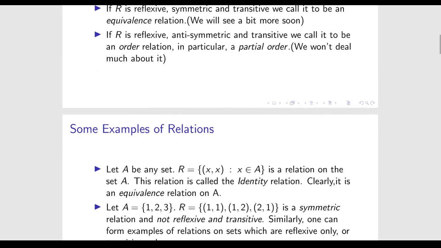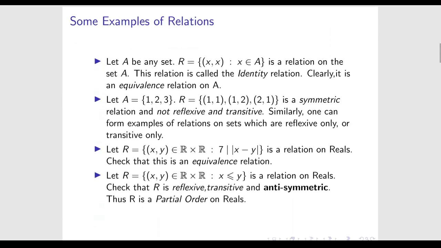Now let us look at some examples of relations. Let A be any set and R be the set consisting of ordered pairs (x, x) such that x is in A. This is a relation on the set A. This relation is called the identity relation. Clearly it is reflexive, symmetric and transitive, hence it is an equivalence relation on A.